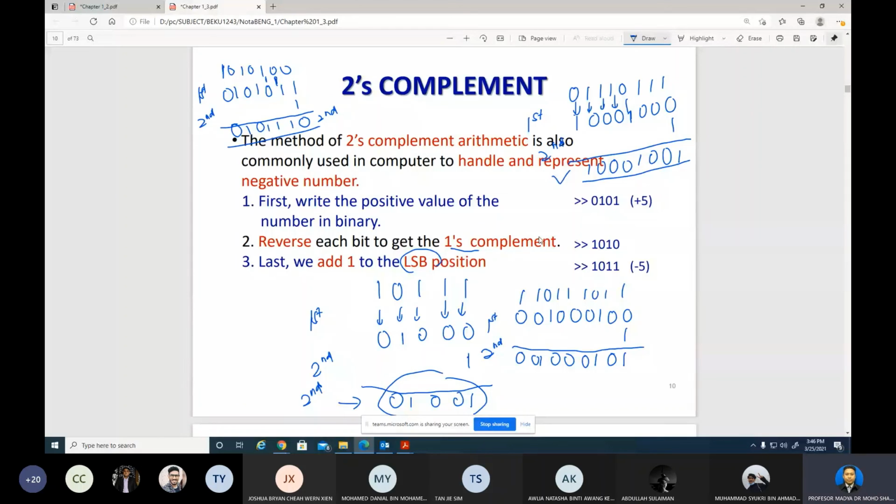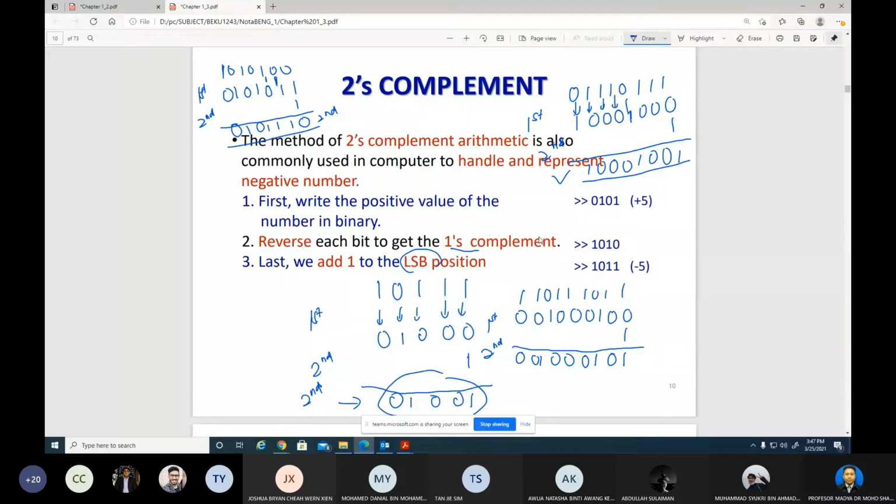Okay, class, here is the one for second complement and first complement. For the first complement, it is just straightforward. You can invert the input. That means if you have a 1, just invert it, and you get 0, and so on.